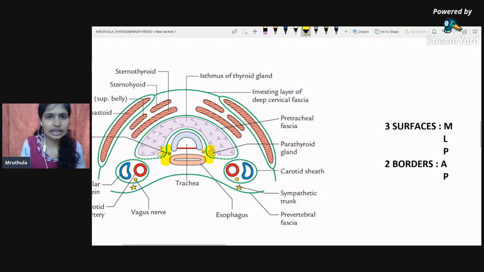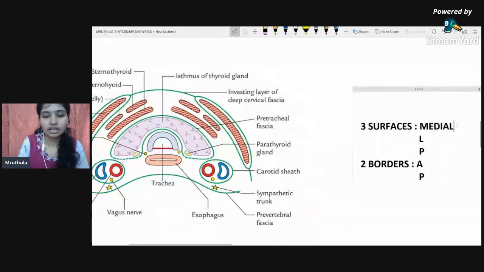Then what is the anterior border? The anterior border can be well appreciated only on the superior aspect of the gland, which means above the level of the isthmus. Actually, the anterior border is not so prominent, so you can locate it by identifying an artery. What artery is that? The superior thyroid artery. When you locate the anterior branch of the superior thyroid artery, that is the anterior border of the thyroid gland. So these are the borders and surfaces of the lobes of the thyroid gland.